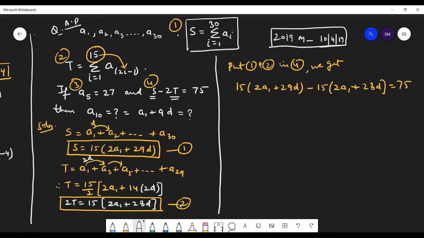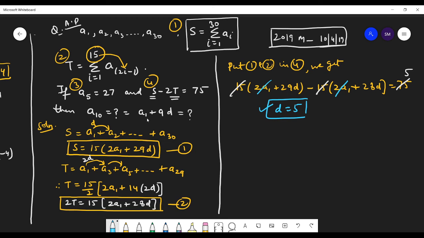Yes. So you can clearly see, students, here it is negative. So 15 is, you can take it common also, right? So 15 times the bracket is 75. Okay, agreed? Yes, sir. So when you open the bracket, this is plus 2a minus 2a, cancel out. And what will be 29d minus 28d? D. So d is equals to 5. Yes. Now you have d.